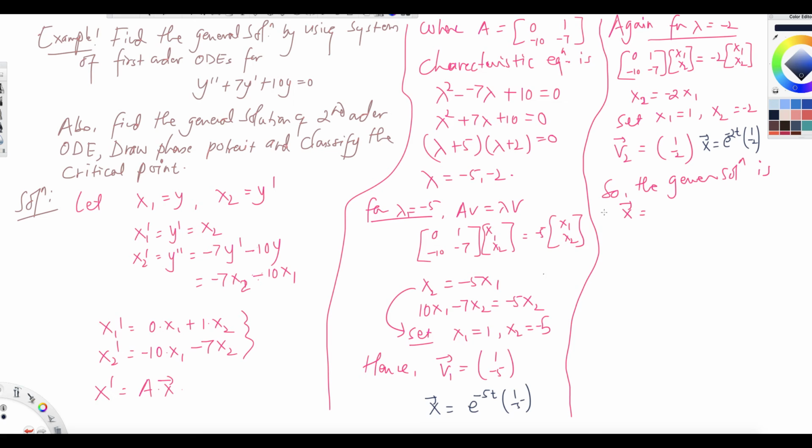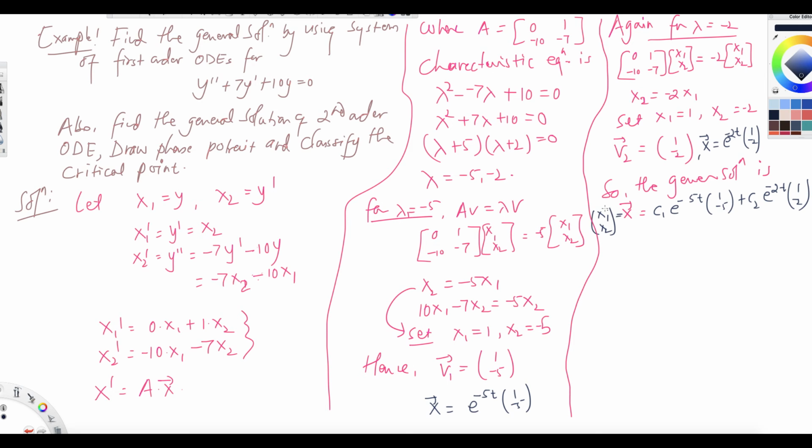Now if you find the Wronskian of these two solutions, you will get non-zero. That's why we can say that these two solutions are the fundamental set of solutions. So the general solution is the linear combination of those fundamental solutions, right? So it will be c1 e to the negative 5t times [1, -5], plus c2 e to the negative 2t times [1, -2]. That's what you get. So this is the solution for x1, x2, right?